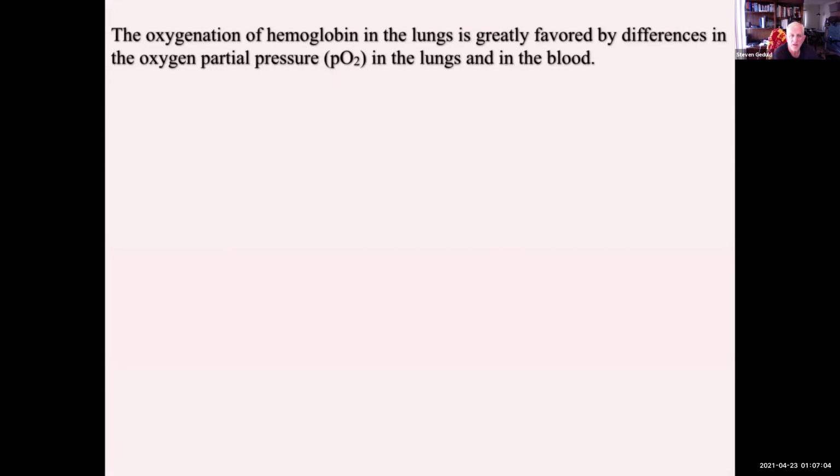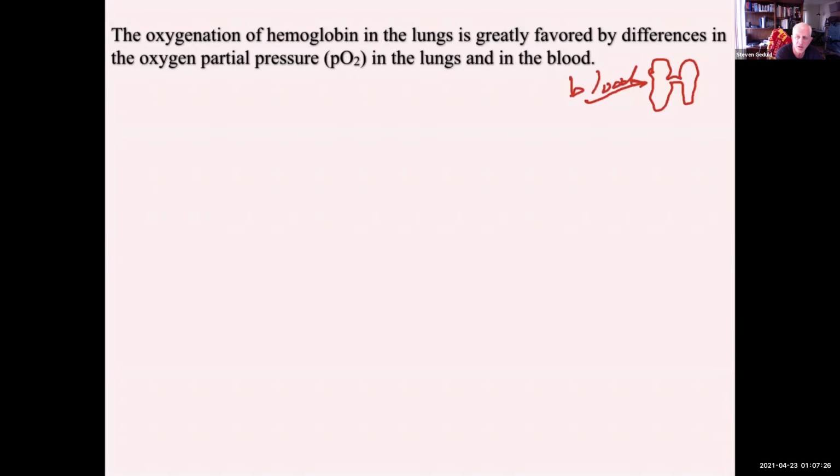So the oxygenation of hemoglobin in the lungs is favored by the difference in the oxygen partial pressure in the lungs and the blood. In other words, we'll draw the diagram here too. You're pumping blood into the lungs. Here are your lungs, right and left lungs here. So blood's coming to your lungs.